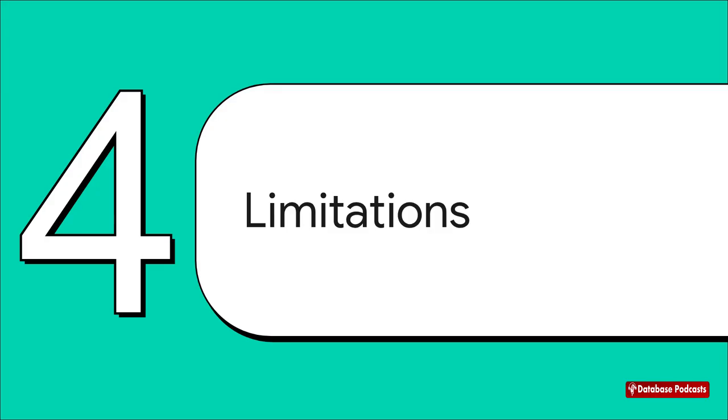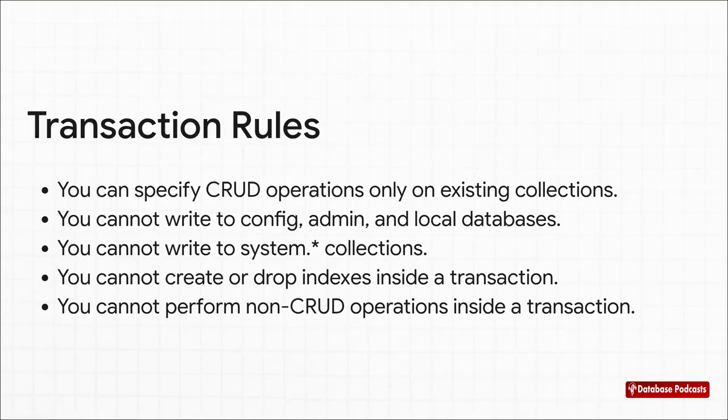Now, like any powerful feature, transactions come with some rules and limitations, and it's really, really important to know what you can't do inside of a transaction, just so you don't run into any surprises down the road. So there are a few key rules to keep in mind, and you can see them all here. But I want to call out two really big ones. First, you can only work with collections that already exist, so you can't create a new collection in the middle of a transaction. And second, transactions are strictly for your application data. You can't do admin tasks like creating indexes or messing with system collections inside of one. I'll just leave this up for a second so you can scan the others.